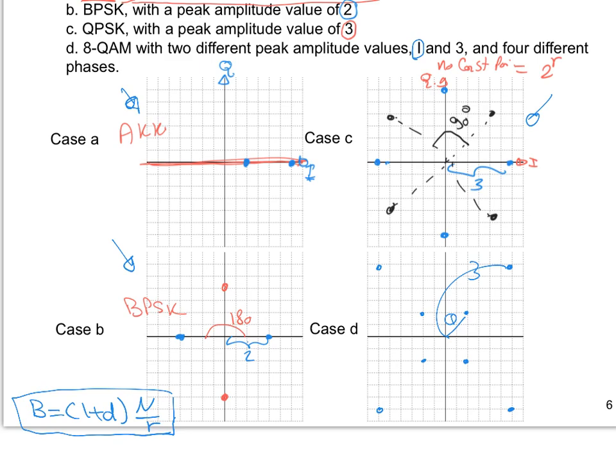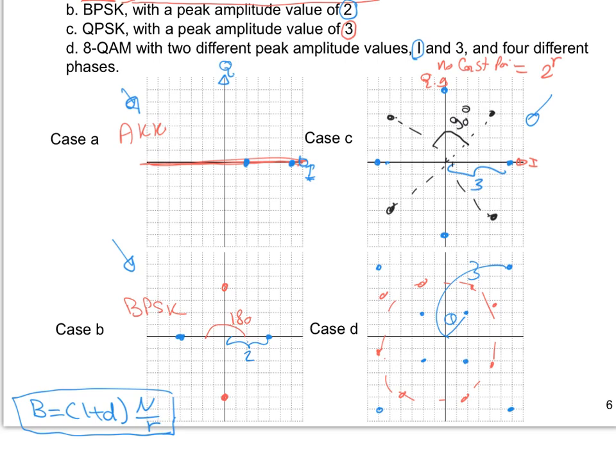Meisam answered it. For 8 PSK, remember, we are allowed to change the phase but not the amplitude. So it will be like this. We have 8 points distributed in a form of like a circle like this. Because we can change the phase but not change the amplitude, so it will be like one radius. So it will look like a circle.